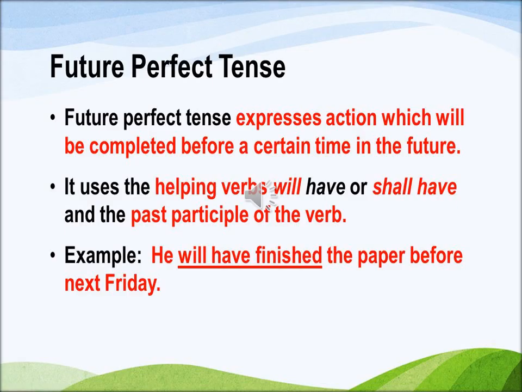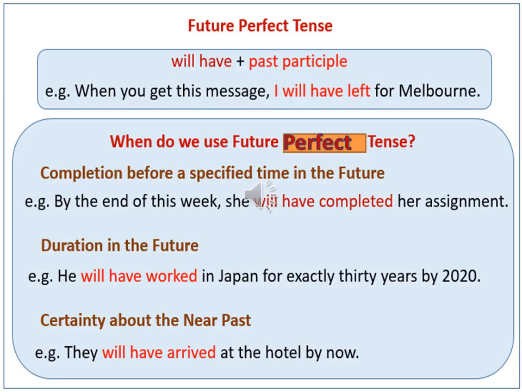Moving on to the last perfect tense, that is future perfect tense. Future perfect tense expresses an action which will be completed before a certain time in the future. Means there is again a reference to future time. It uses the helping verbs will have or shall have and the past participle form of the verb, that is the third form of the verb. For example, he will have finished the paper before next Friday. See, future time reference is given by using the phrase before next Friday.